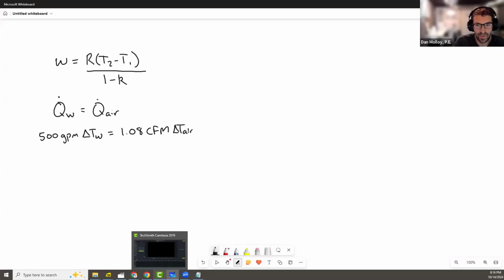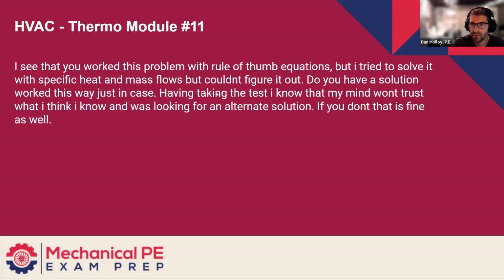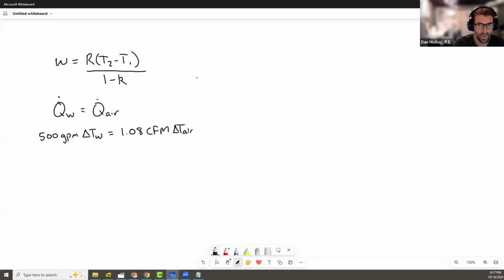And your question is whether we could do that with kind of a mass flow rate approach. How did you put it? Tried to solve it with specific heats and mass flows. So I think what you're getting at is you want to write instead like a m dot c_p delta T, because it's a mass flow. And you want to do that for the water side. And then you want to set that equal to a mass flow times the specific heat of air times the delta T for the air side. And I have no problem with that. In fact, I think we can do that and demonstrate that it leads to the same result.